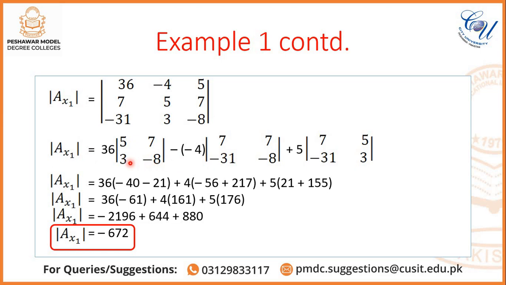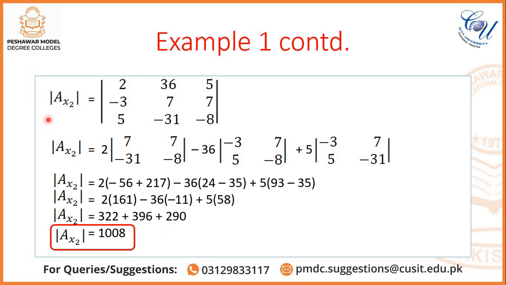In this step we have just expanded the above determinant along row 1. So it became 36 times this determinant minus 4 times this determinant plus 5 times this determinant. This is the same as the previous determinant. So upon simplification, we get A for x1 determinant is equal to minus 672.